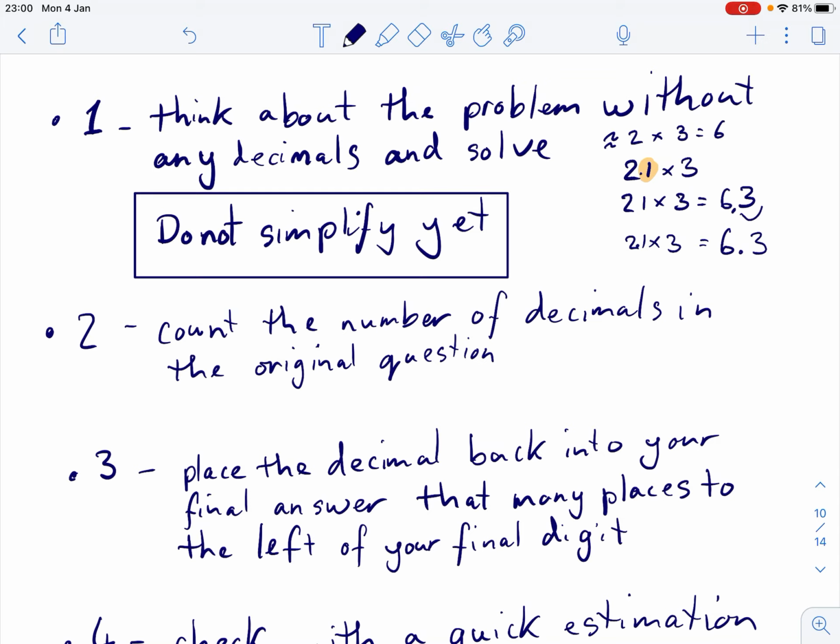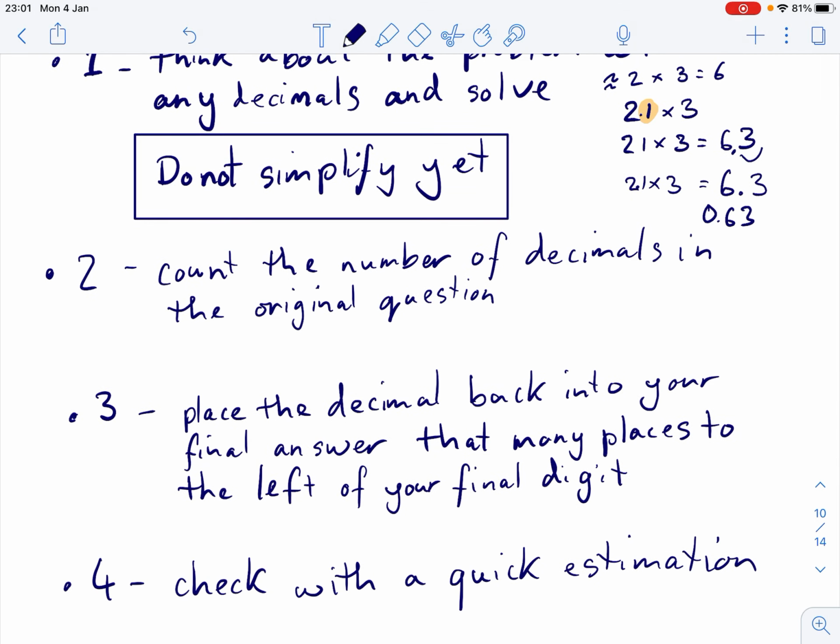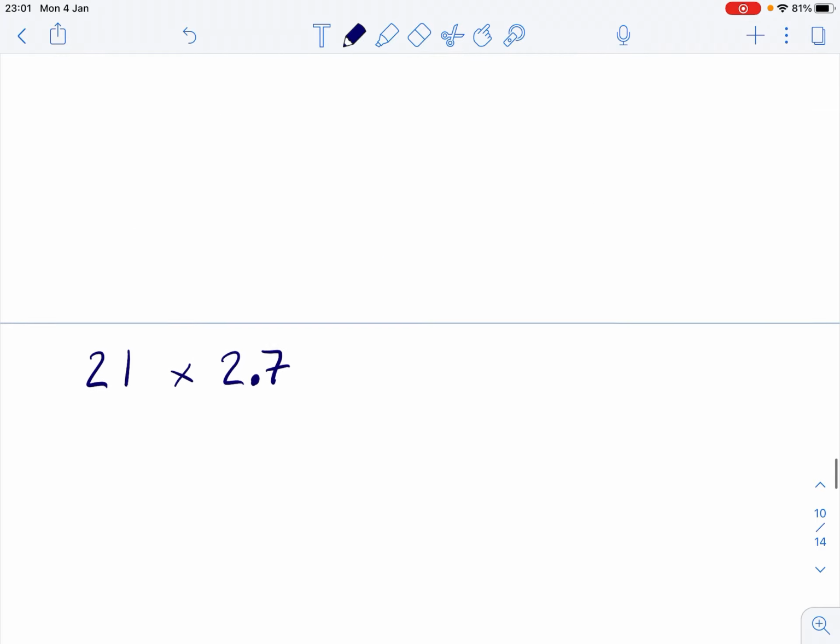If it's out by a factor of 10, so if I kept it at 63, or if I put an extra decimal in and had 0.63, that would show a few concerns. Okay, but as long as it's roughly around that ballpark figure and you don't need to multiply or divide by 10, that should give you confidence in your answer. Okay, so those are the steps we're going to use. Let's get straight into some questions.